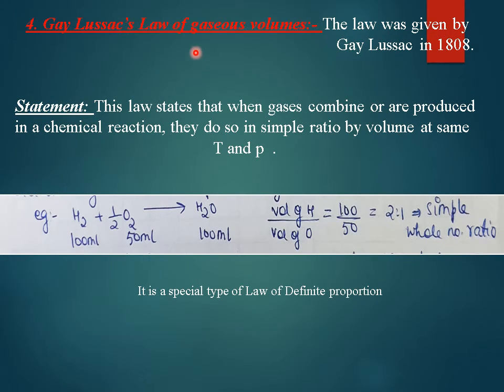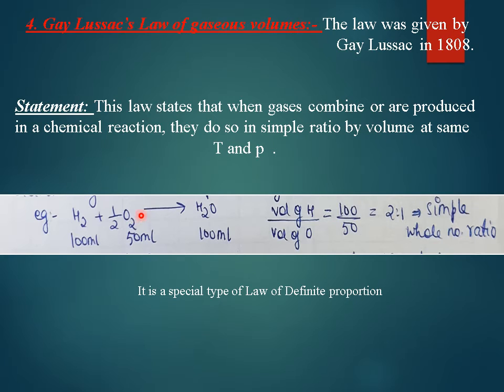The fourth law was given by Gay-Lussac, and it is called Gay-Lussac's law of gaseous volumes. Since the name itself suggests it, the law was given for gases only, so for matter which existed in gaseous form, Gay-Lussac's law is valid, and it was given in 1808. This law states that when gases combine or are produced in a chemical reaction, they do so in a simple ratio by volume at a constant temperature and pressure.